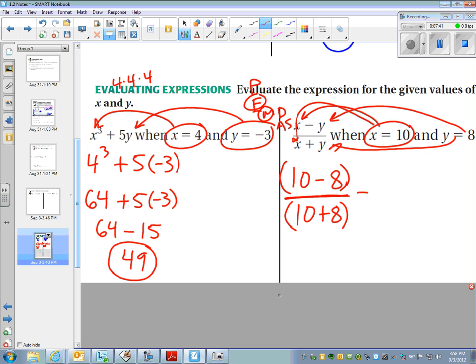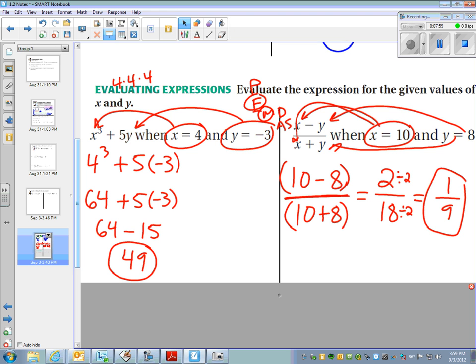So we want to do the parentheses first. 10 minus 8 is 2. 10 plus 8 is 18. We can simplify that by dividing, whoops, top and bottom by 2, not 9. And we get 1/9 is our final answer.